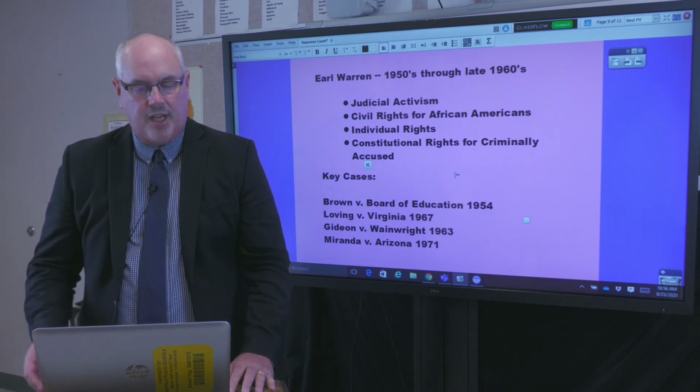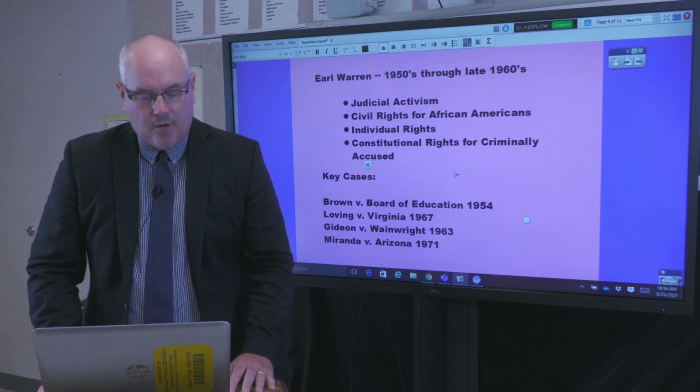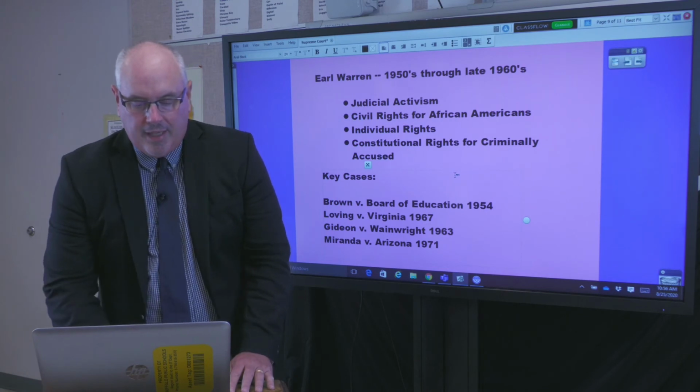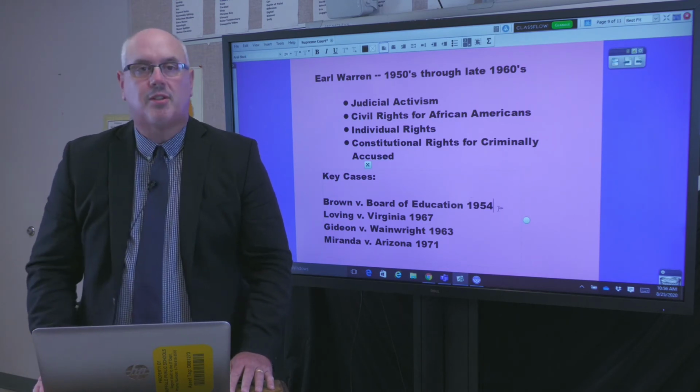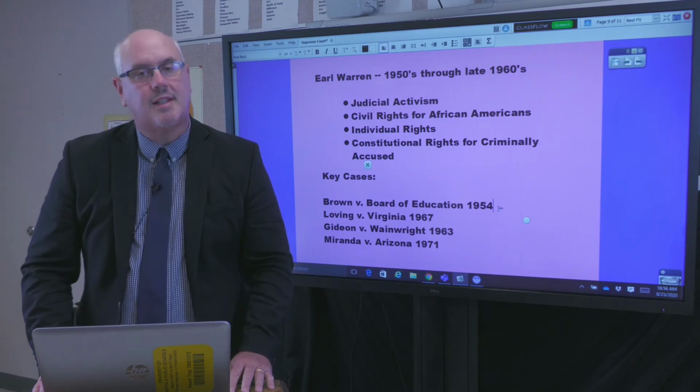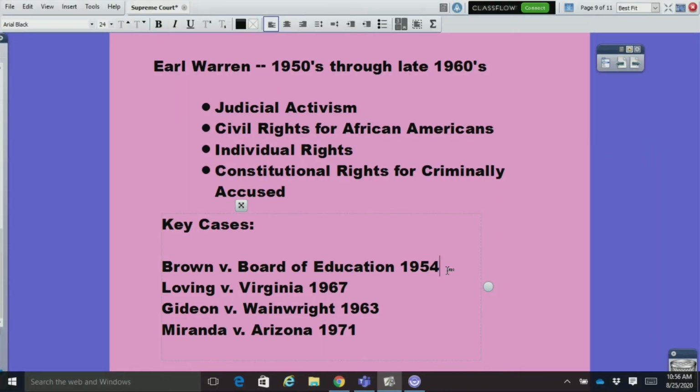Loving versus Virginia in 1967 is going to basically say that interracial marriage is now legal. Right? States do not have the right to prevent African American and white from being married. Gideon versus Wainwright is going to say under the due process that in the 14th Amendment that the criminally accused have a right to an attorney even if they cannot afford one, so it's sort of the public defendant case.